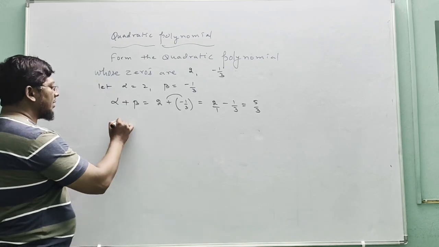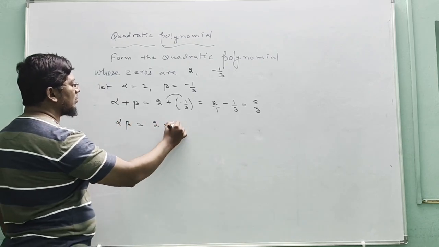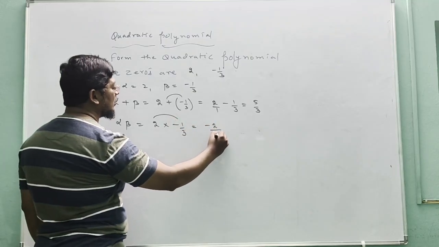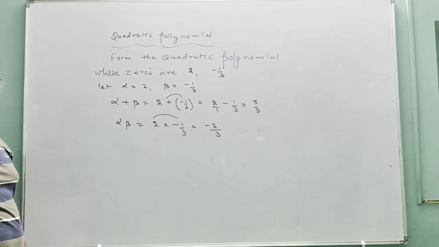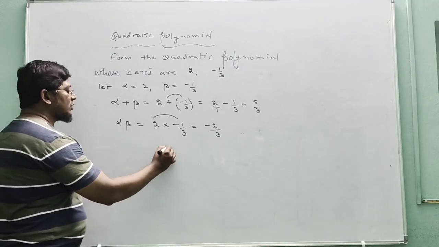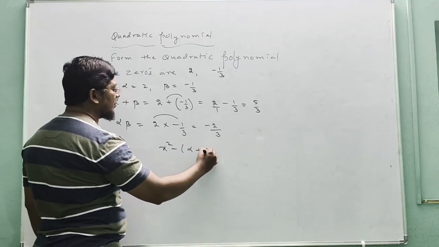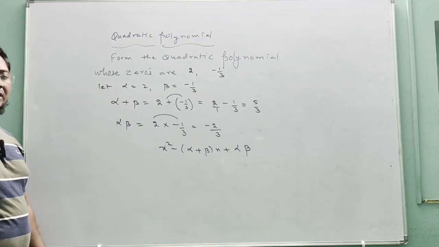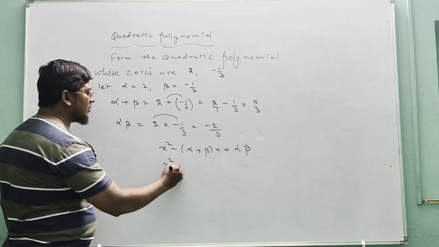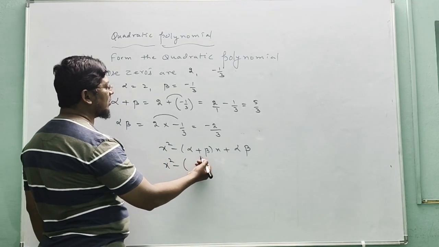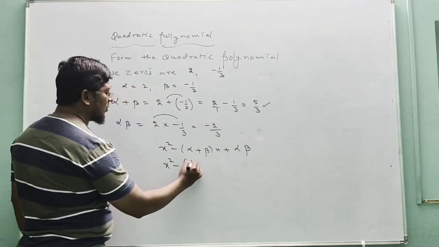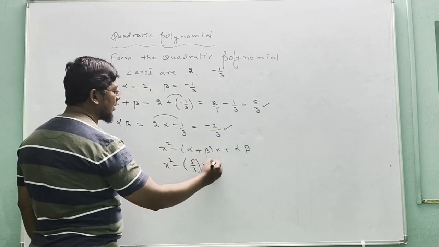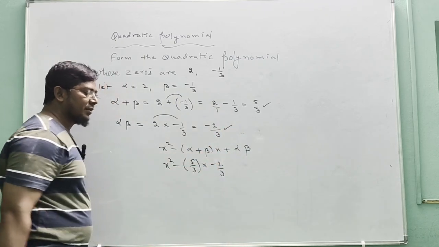Next, alpha beta: directly multiply 2 into minus 1 by 3. Plus into minus is minus, 2 ones are 2, so the answer is minus 2 upon 3. What is the formula? Again we write x square minus alpha plus beta x plus alpha beta. Substitute: x square minus 5 by 3 x plus alpha beta, which is minus 2 by 3.